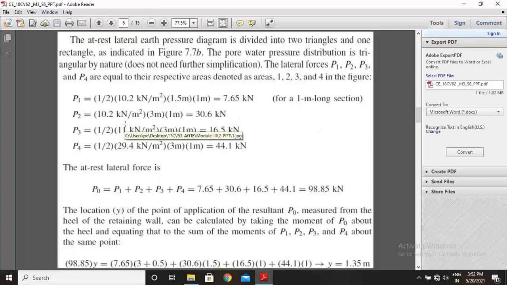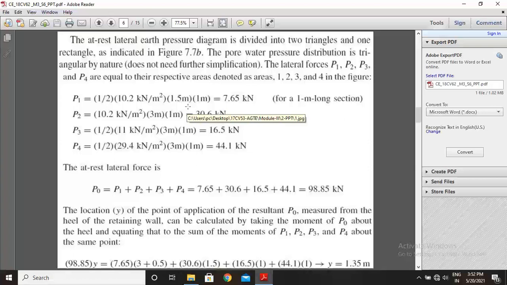So now you calculate lateral forces. P1 equal to, so here force into distance, that is moments. First you calculate the area of each. So P1 equal to half into base into height. Half into base is 10.2, height is 1.5 meters. Okay, half into base into height.